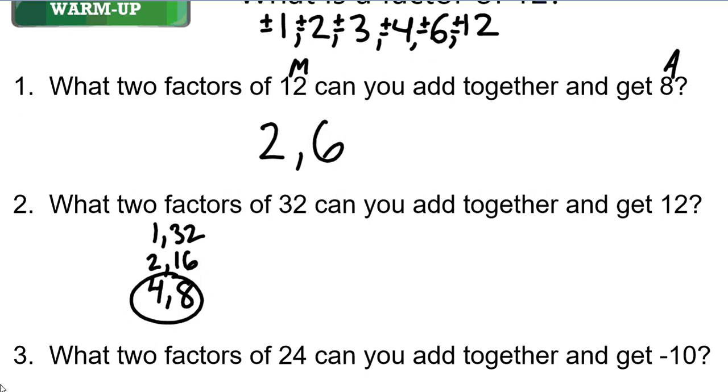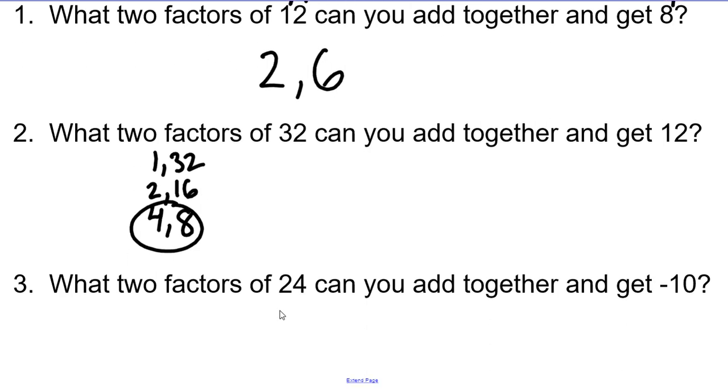The last one, I need two numbers that multiply to make 24 because they're factors of 24, and add together to make negative 10. Well, if they add together to make negative 10, I know that they both need to be negative, because if they multiply to be positive, both have to be positive or both have to be negative. And the two that I'm looking for are negative 4 and negative 6. Those are going to multiply to make positive 24 and add together to make negative 10.